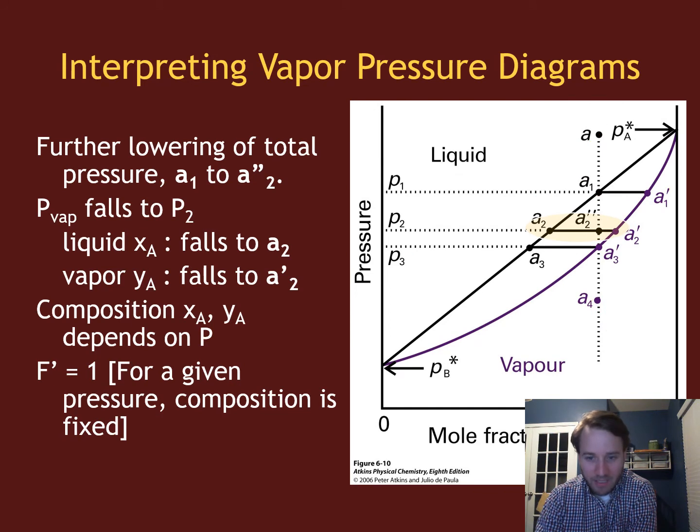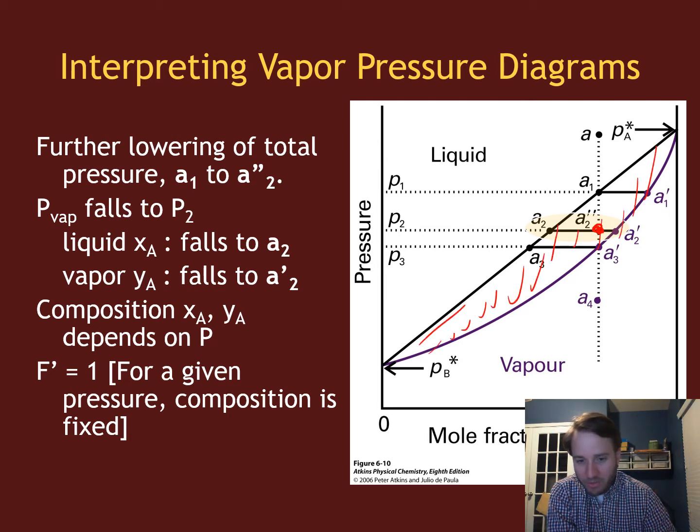Now if I continue to lower my pressure in my system to, say, the point where I'm at P2, which gives me point A2 on this diagram, well now I'm in this middle region here, where this middle region represents an equilibrium between the liquid and vapor phase.